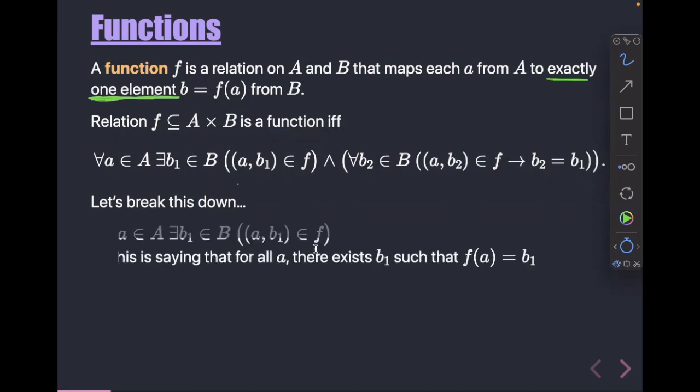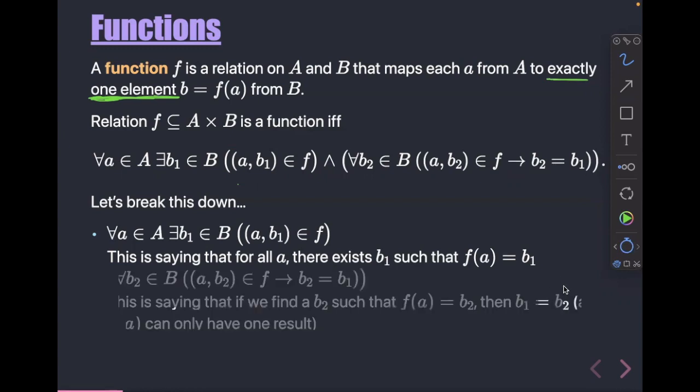So this is just going over what I just said. For all A in big A, there exists a B1 in B such that that pair is in F. So that's saying for all A, there exists a B1 such that F of A equals B1. And then this other property says if we can find a B2 such that F of A equals B2, then B1 equals B2, aka F of A can only have one result.